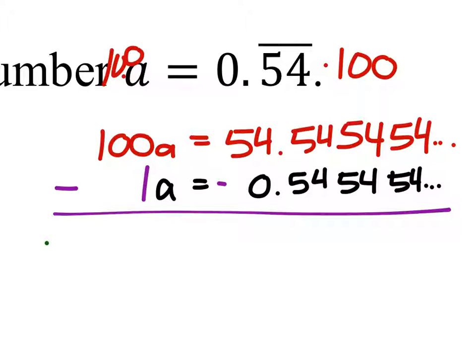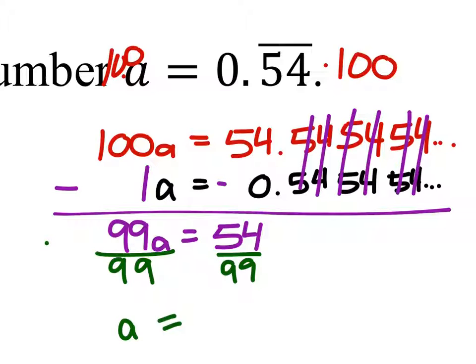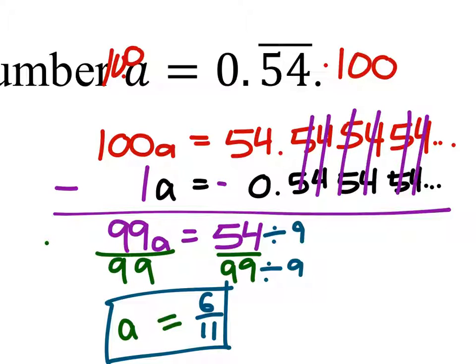So I've got 100a minus 1a, which would be 99 a's. And this would equal, the 4's cancel, the 5's and 4's and 5's and 4's all cancel, and I've got 54 minus 0, which is 54. Now to solve this, I would divide both sides by 99, which would leave me with just the a value. And 54/99, we should be able to simplify by 9. So that would give me 6/11. Bam. So just so you guys can see that this is the case, go ahead and grab your calculator, do 6 divided by 11, see what you get.